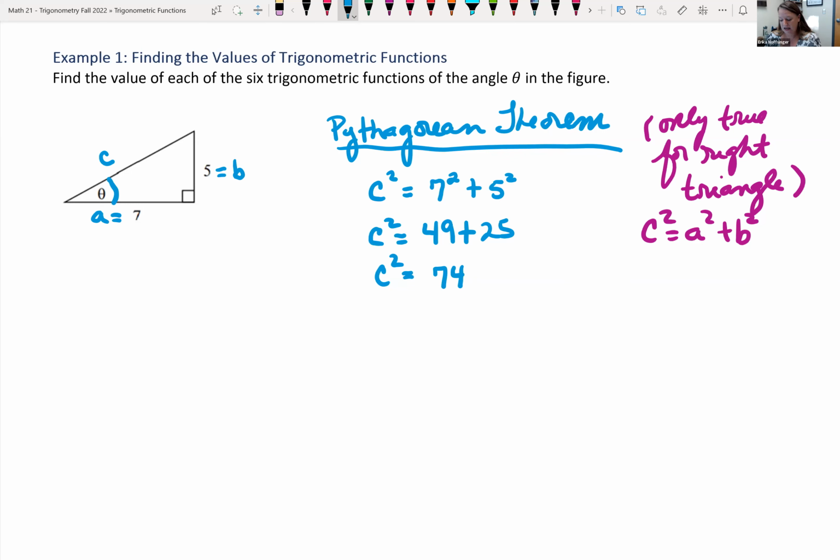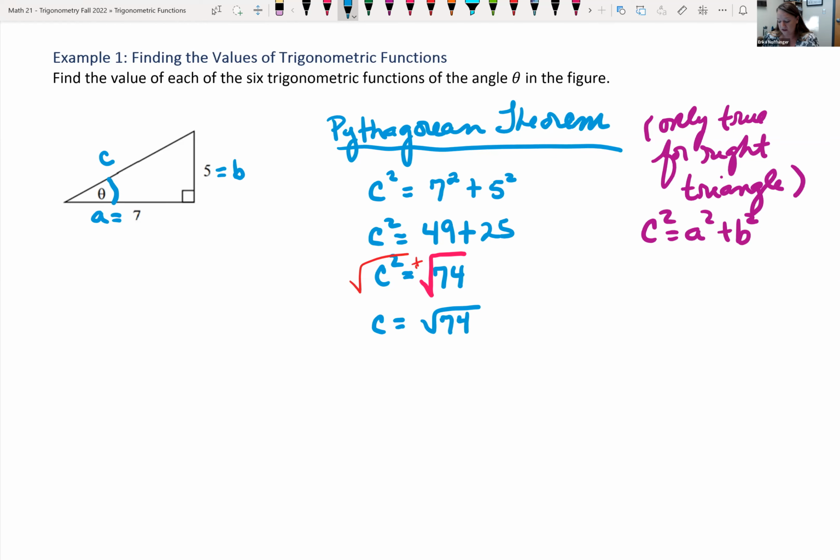So normally when we take the square root of both sides, we put this plus or minus here, but we're dealing with length and the length of the triangle, so we're going to ignore the negative. Later on, we are going to look at that negative piece. We'll talk about that later. But, so C is equal to the square root of 74.